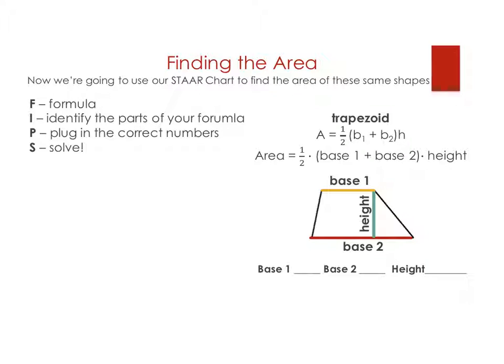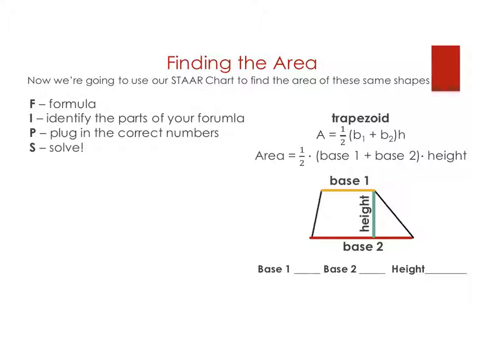Okay, for a trapezoid, first thing I'm going to do, according to FIPS, is F, identify the formula. So if I look at my star chart, it says A equals 1/2, open parentheses, B1 plus B2, close parentheses, H. What does that mean? Well, I wrote right here that it means that area equals 1/2 times base 1 plus base 2 times height. Here I have a picture. So this is base 1 at the top and base 2 at the bottom. Okay, those are my 2 different bases.